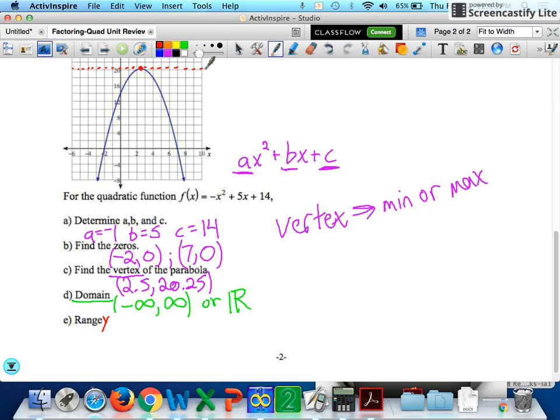So, what are our possible y values? Well, y can be anything less than or equal to that maximum's y value of 20.25. I do want you to know the alternative way to write this answer. You could write it as -infinity up to 20.25. A very accepted alternative way to write that method. You need to know both.